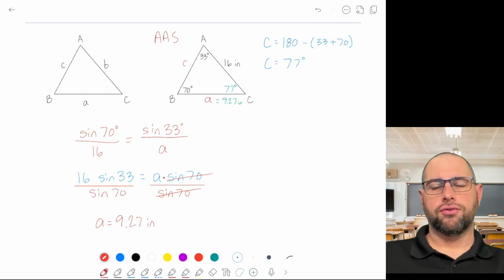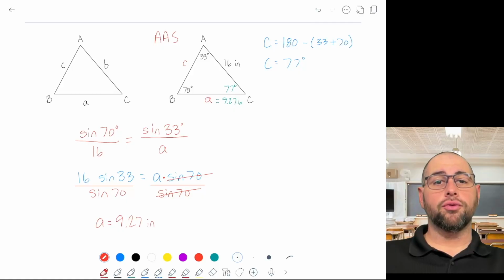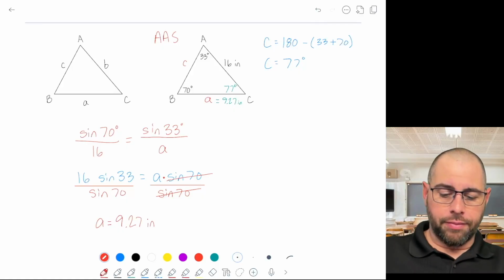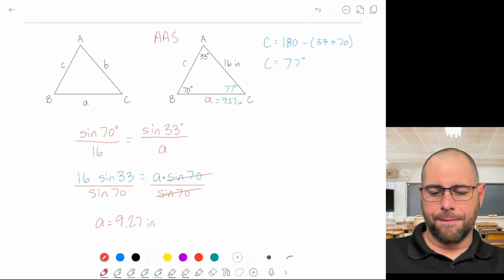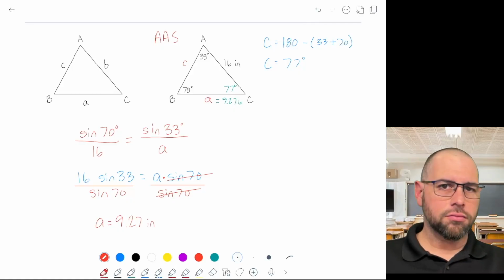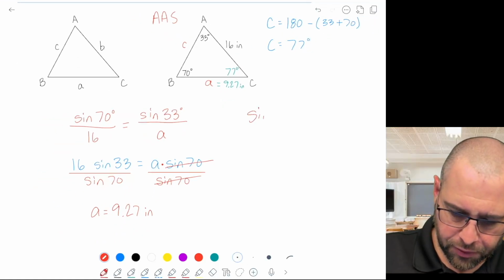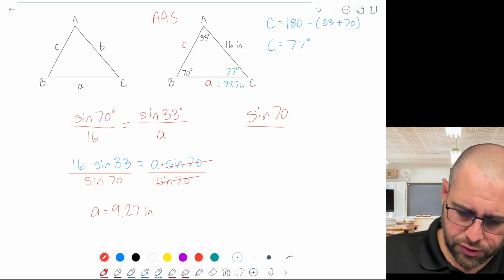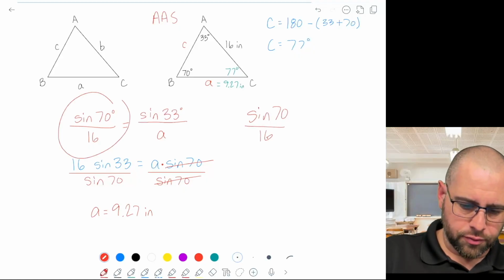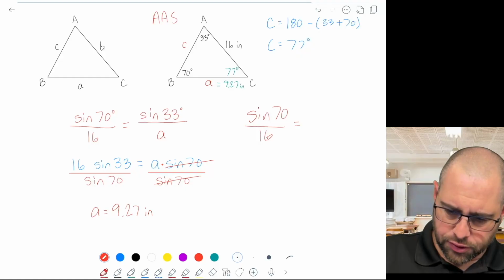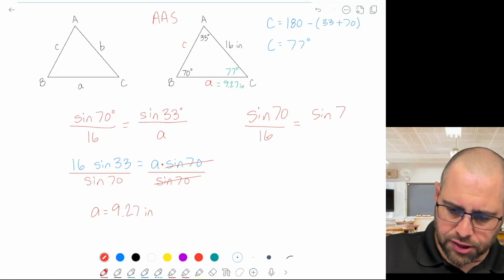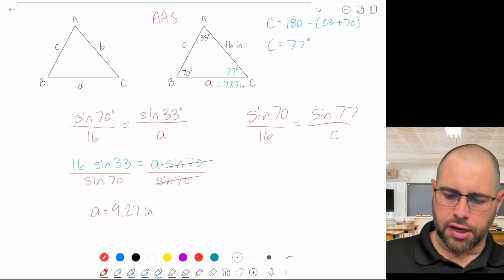My engineering professors used to say, you should as much as possible try not to use information that you yourself solved for. That's because if you use information you solved for, you could compound errors that you made. I'm going to go back to the sine of 70 and its pair, 16 inches. I'm going to use that again and do the sine of 70 degrees over 16, just like I did before, right here, equals the sine of 77 degrees over side C.